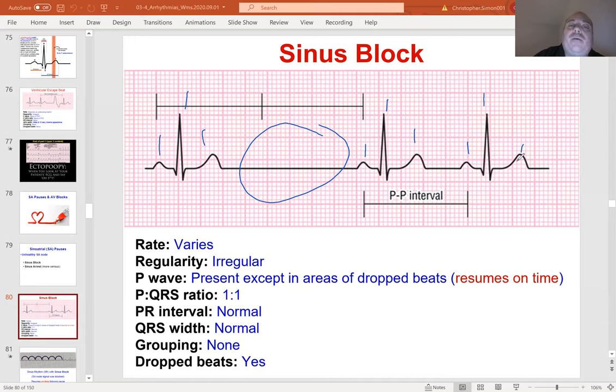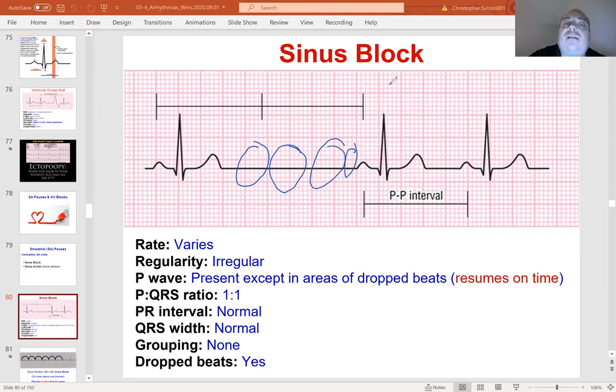Okay. Now, some people might say, okay, well, why isn't this a block? Well, what do you mean by a block? They might say, why isn't this a second degree type one, second degree type two, third degree, whatever, an AV block, right? Which is a fine question. But remember, to have a block, as in a second degree type one or two or a third degree, you have to have non-conductive P waves. We don't have any non-conductive P waves here. In fact, we have nothing, okay?